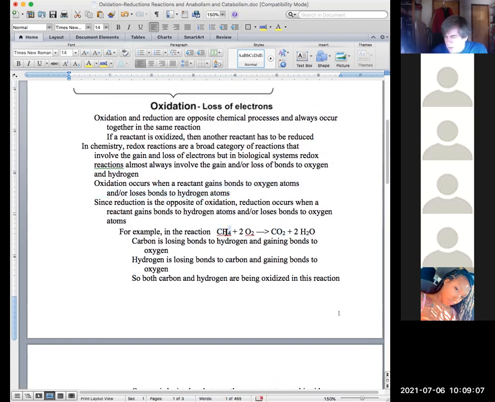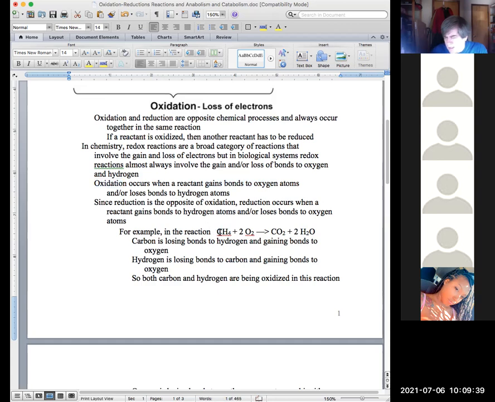If we look at hydrogen, these hydrogen atoms each have a bond to carbon. At the end, the hydrogen atoms have a bond to oxygen. So if we think about these hydrogen atoms, they have gained a bond to oxygen. Now they didn't lose a bond to hydrogen, but they did gain a bond to oxygen. So these hydrogen atoms are being oxidized.